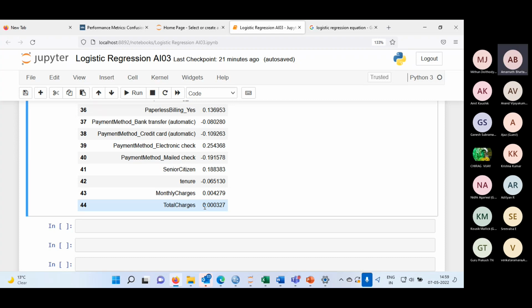Sir, I got the idea. Thanks for the clarification. Just one thing. We discussed increasing the monthly charges and tenure. What will happen if I reduce them, like reducing the tenure or reducing monthly charges?